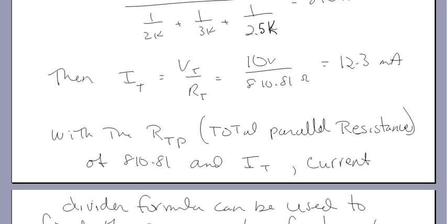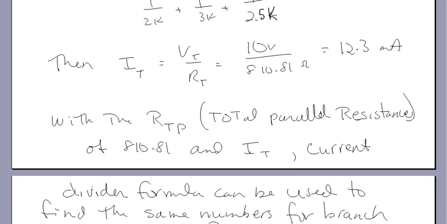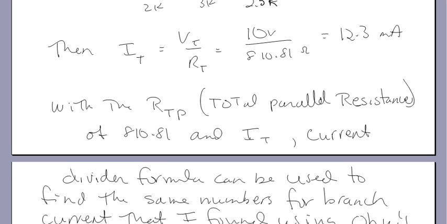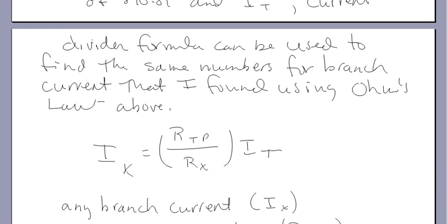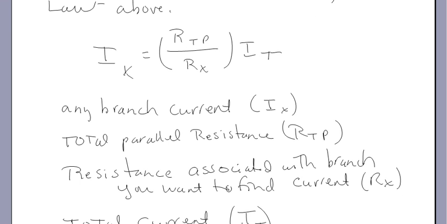With the RTP total parallel resistance of 810.81 and IT current, the current divider formula can be used. So this is the second way of trying to find currents. The current divider formula can be used to find the same numbers for the branch currents that I found using Ohm's law above. It's always easy to use Ohm's law, but using current dividers is very similar to voltage dividers. Basically, you're taking a ratio of resistors. But since the total parallel resistance is smaller than any of the resistors, that's now in the numerator. So it's total parallel resistance divided by any one of the branch resistances times total current. That'll give me the branch current that I'm looking for.